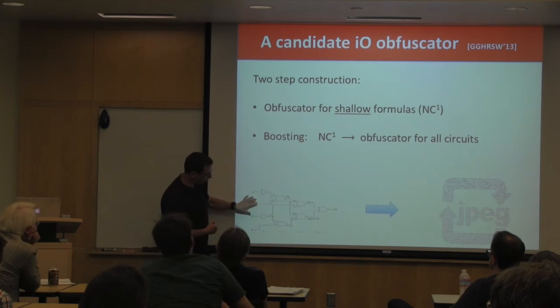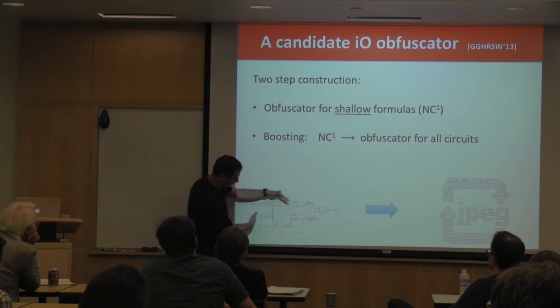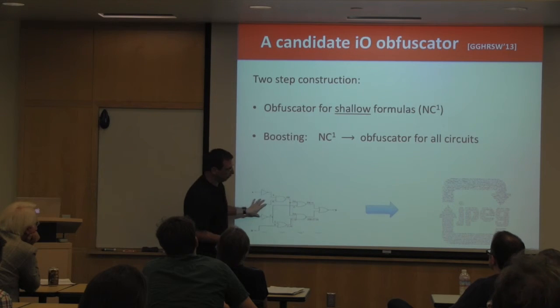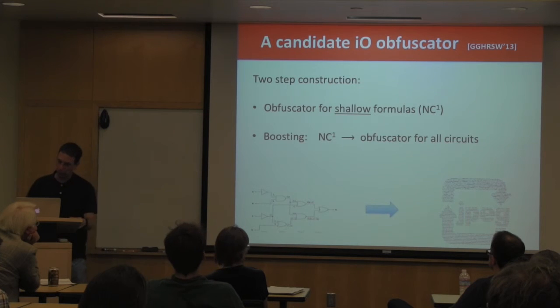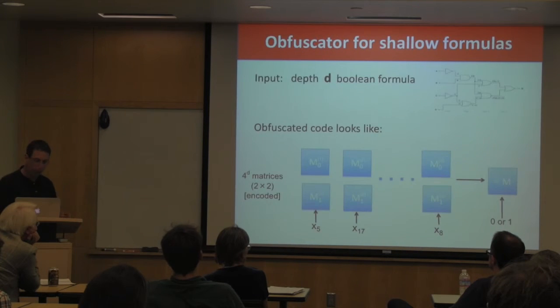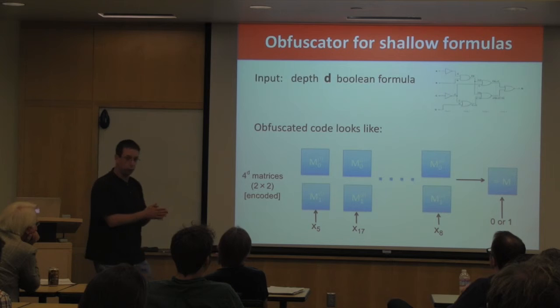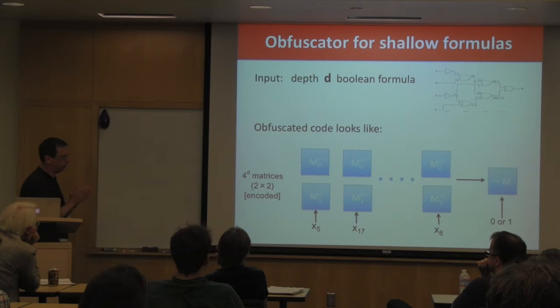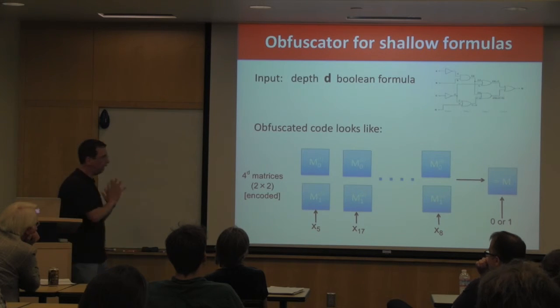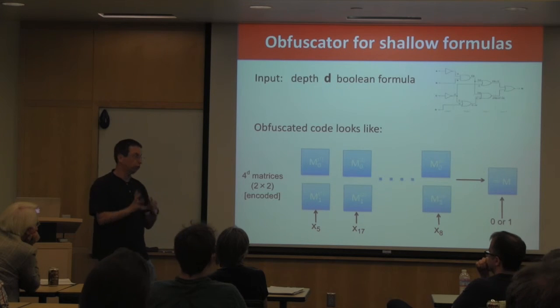So when I say a shallow formula, here you have a formula. You can see this is a relatively shallow formula, and it's able to convert this formula into an obfuscated code. Let's look at how the obfuscator for shallow formulas works, and you'll see where the multilinear maps come in. I'm going to do this at a very, very high level. There are lots and lots of details that are going to go into this. I'm not going to go into all the details. I just want to show you at a high level what the obfuscated code looks like.